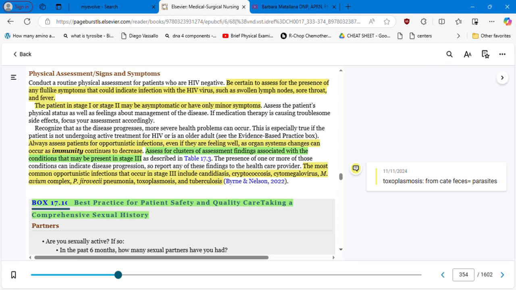Always assess patients for opportunistic infections, even if they are feeling well, as organ system changes can occur as immunity continues to decrease. Assess for clusters of assessment findings associated with the condition that may be present in stage 3. Right, the most common opportunistic infections that occur in stage 3 include candidiasis, cryptococcosis, cytomegalovirus, M. avium complex, Pneumocystis jirovecii pneumonia, especially the Pneumocystis pneumonia, toxoplasmosis, and tuberculosis. And remember, toxoplasmosis is a condition acquired from cat feces, the parasites, right?